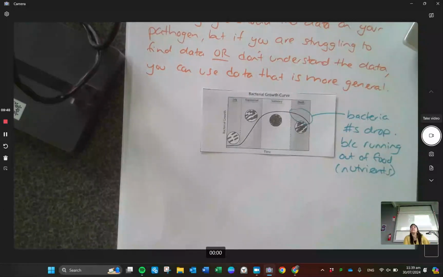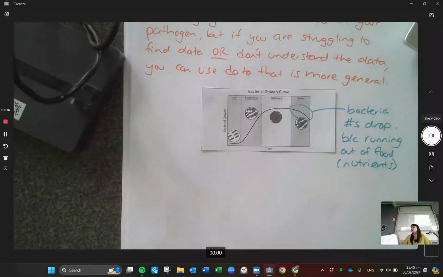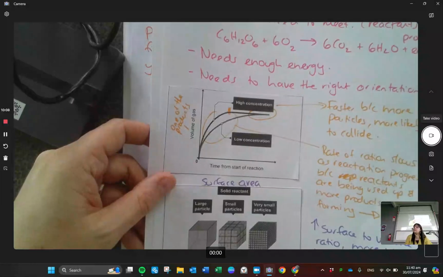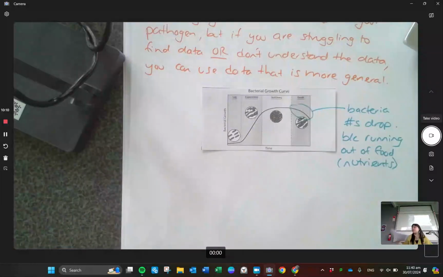So again, that's something else that you can consider. If you are struggling to find data for your particular bacteria, just find general bacteria data or viral data. Does that make sense to people? So if you're struggling to find data, you can go generic. All right, this stuff here is all generic stuff, which can still improve a life process.